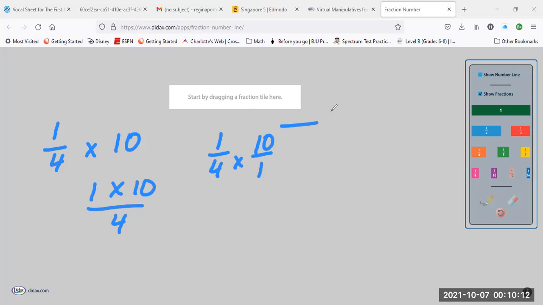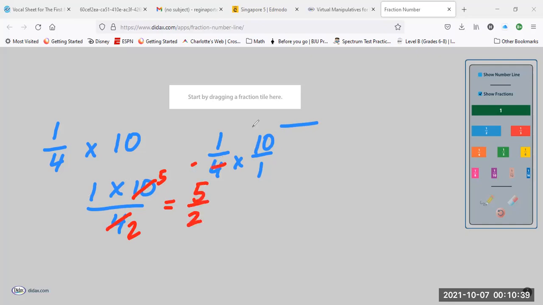But what will make this more simple is if we can simplify as we go instead of waiting to the end to simplify. If you see your numerator and denominator can be simplified, like these are both even numbers, so we can divide by 2. 4 divided by 2 is 2. 10 divided by 2 is 5. And now we can multiply. 5 times 1 is 5 over 2.